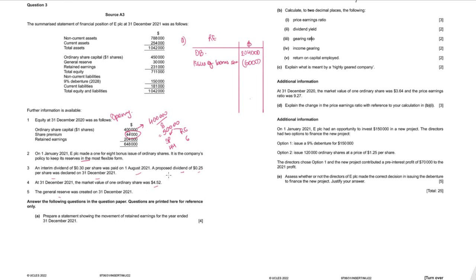Then interim dividend of 0.3 per share was paid. How many shares were there on 1st of August? 450,000 shares into 0.3, 135,000. So minus 135,000. Proposed dividend will not be entered here. Last year's dividend is not given, else we would have recorded that here. Final dividend paid is not given. Market value of one share is irrelevant for this. General reserve, if you look in the balance sheet, is 30,000. They tell you that this was created in the current year. So transfer to general reserve 30,000.